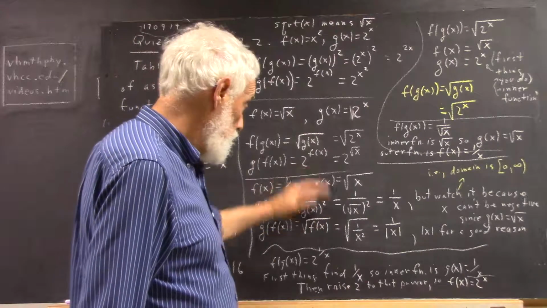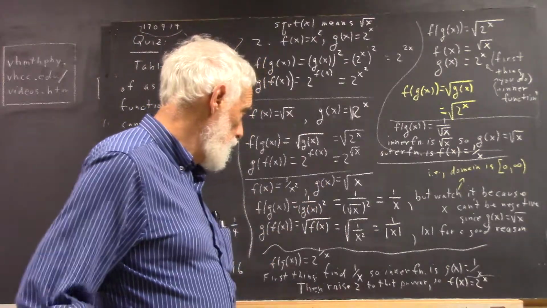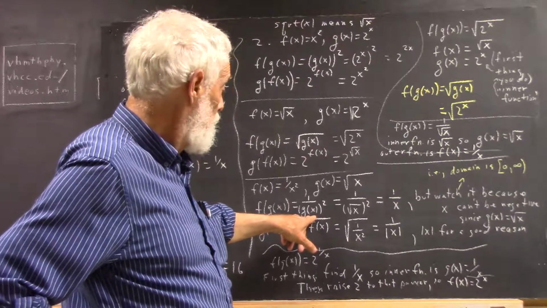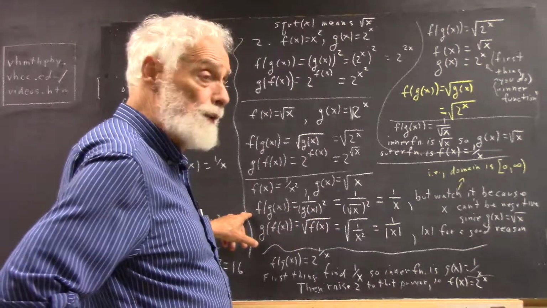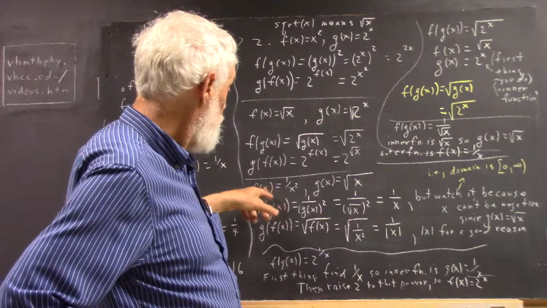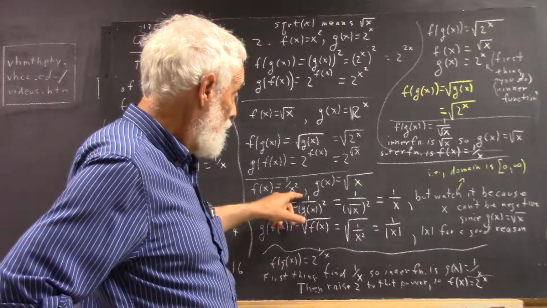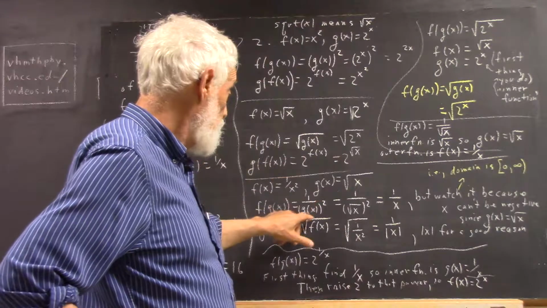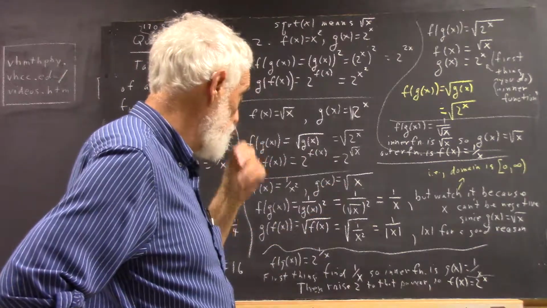Now, since we're on this one, let's go a little further. Okay, now, we've got 1 over g of x squared. And now we've got no more reference to f, do we? So we don't ever have to worry about what f is. We've taken care of that. Now let's look at what g of x is. g of x is the square root of x.